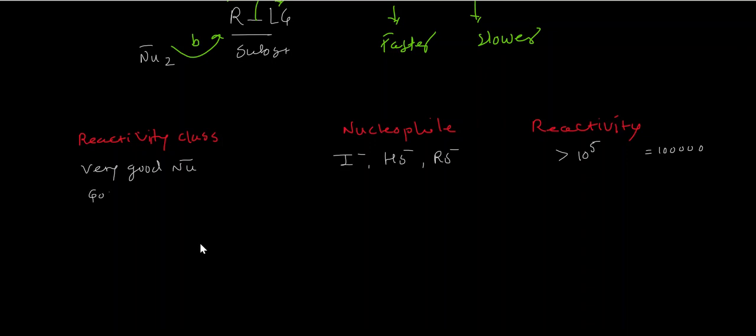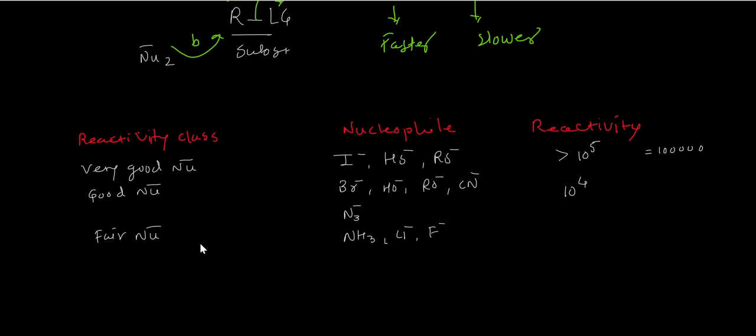The good nucleophiles are classified as the bromide ion, hydroxide ion, alkoxide ion, cyanide ion, and azide ion. Their reactivity is almost 10 to the 4 times. Some nucleophiles have fair nucleophilicity, and the examples are ammonia, chloride ion, fluoride ion, and the carboxylate ion. Their reactivity is almost 10 to the 3 times.